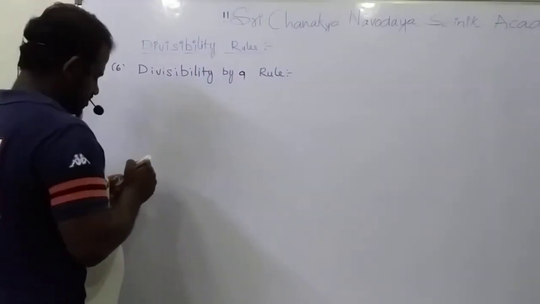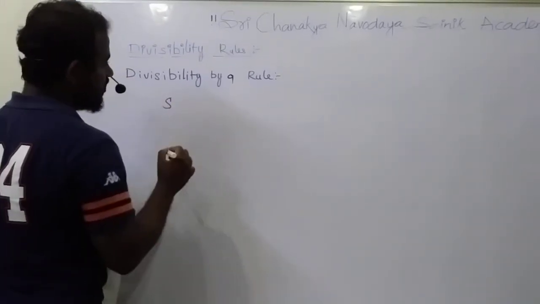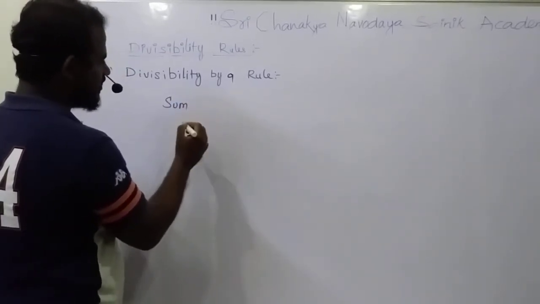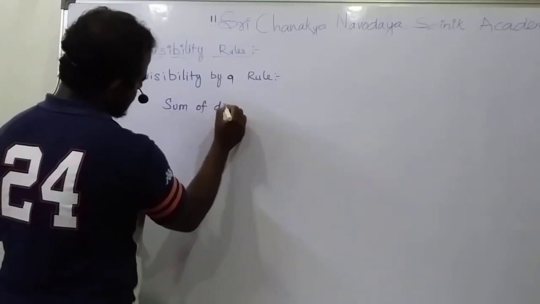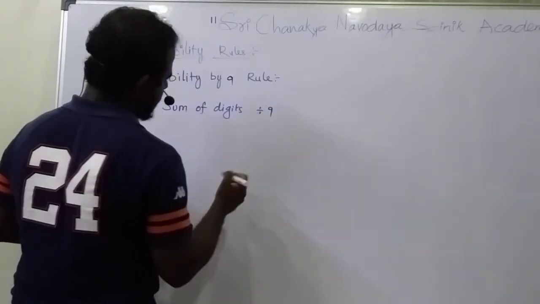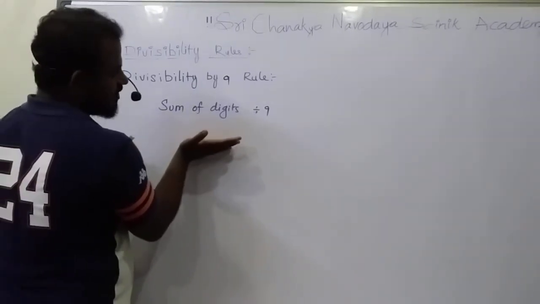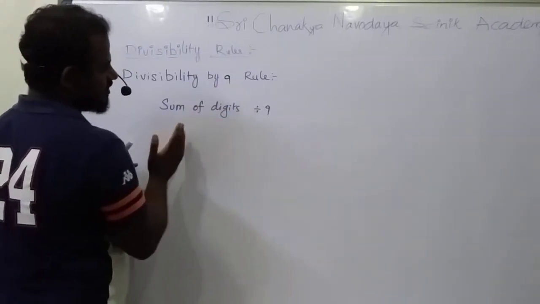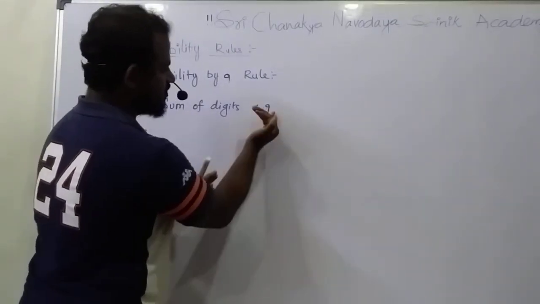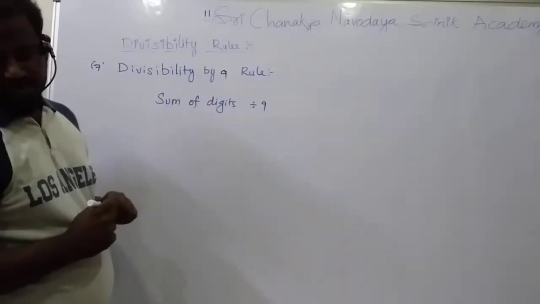The divisibility by 9 rule: the criteria is the same as the divisibility by 3 rule. The criteria is the same: sum of digits is divisible by 9, in case of 3, divisible by 3. So you will be given one number, right? How will we check if that number is divisible by 9 or not? We will add the digits of the given number. If that addition result is divisible by 9, that means that number is also divisible by 9. We will see one example.